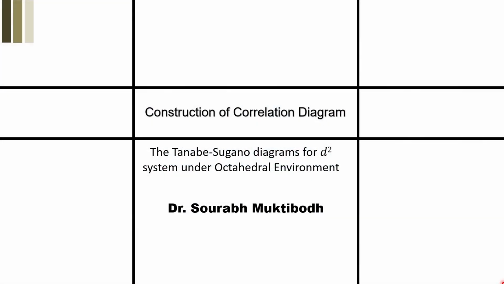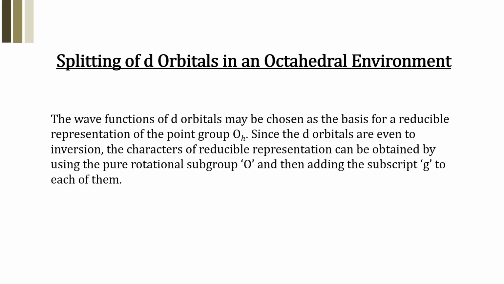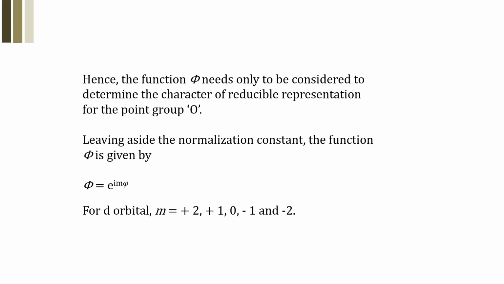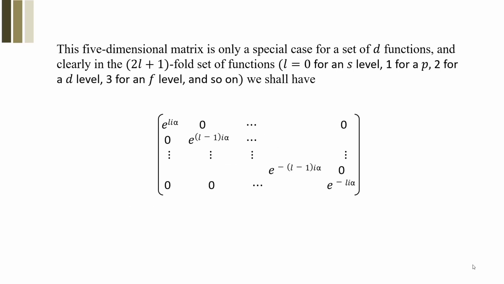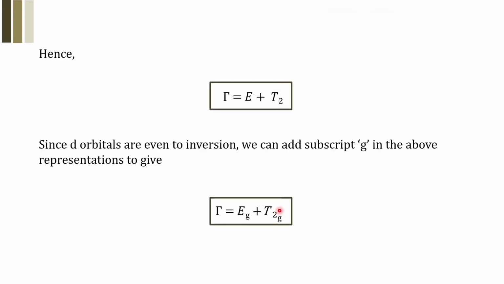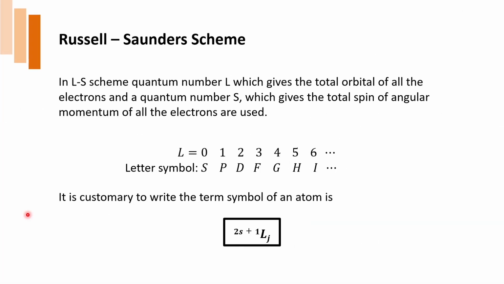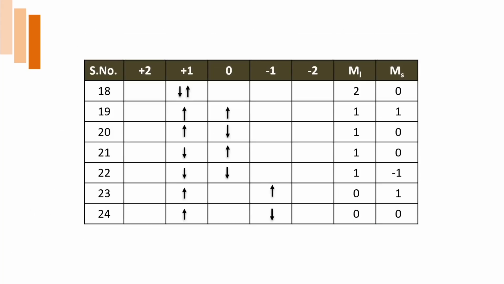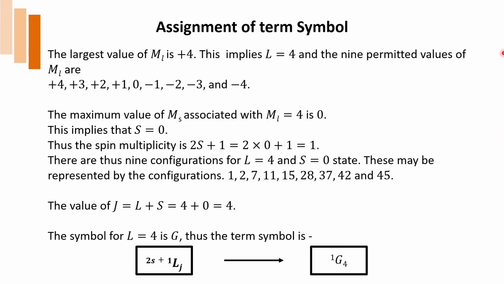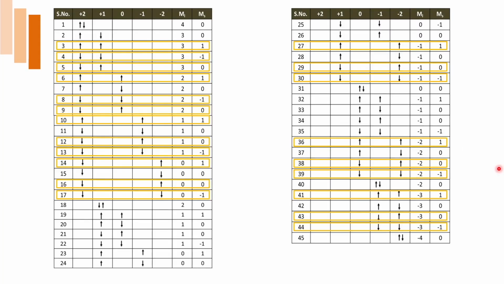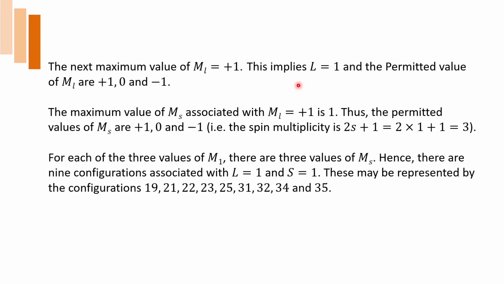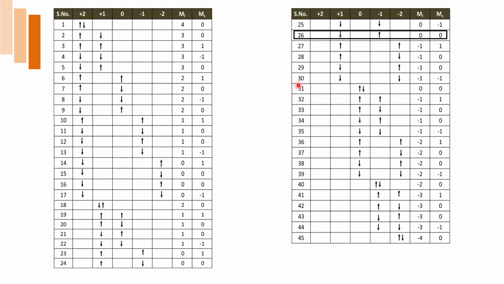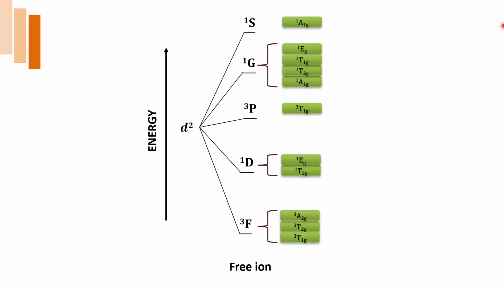Let's just try to understand what we did in the previous videos. In the first video of this kind, we talked about the splitting of d orbitals under an octahedral environment, stating that it splits into Eg and T2g orbitals. In the second video, we assigned the term symbol for a d2 ion in an octahedral environment. Why did we take this as a case study? The only reason is we are now willing to incorporate the inter-electronic repulsions that are likely to take place when we talk about the correlation diagram, construction diagram, and so on.